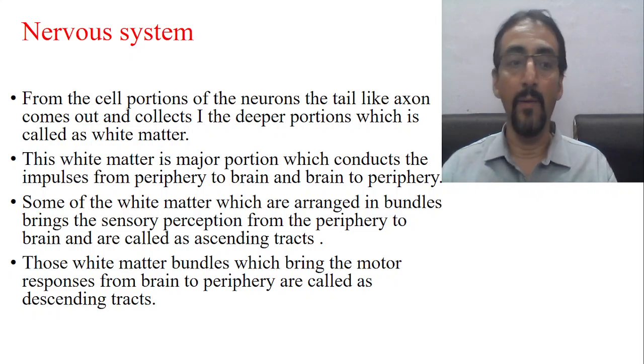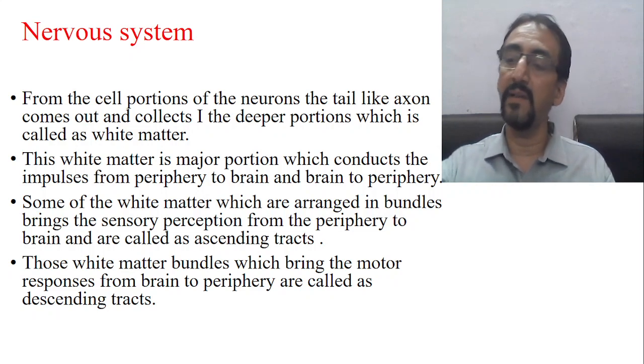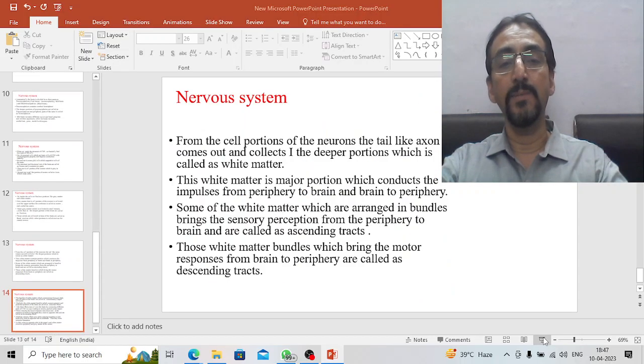Clear? Now, those white matter bundles which brings the motor responses from the brain to the periphery are called as descending tracts. One which is taking from the periphery to the center, they are called as ascending tracts. Now go to the next portion.